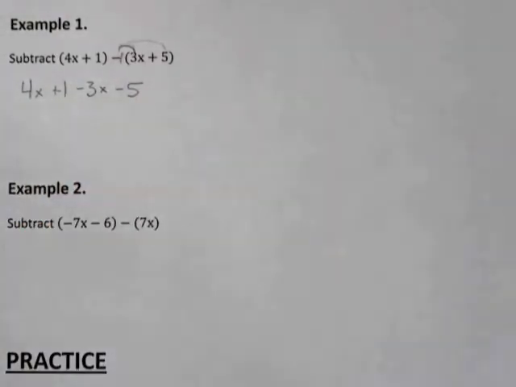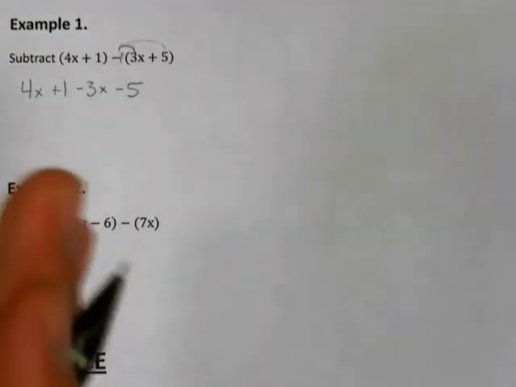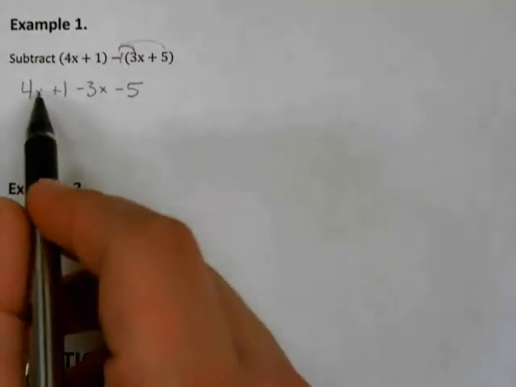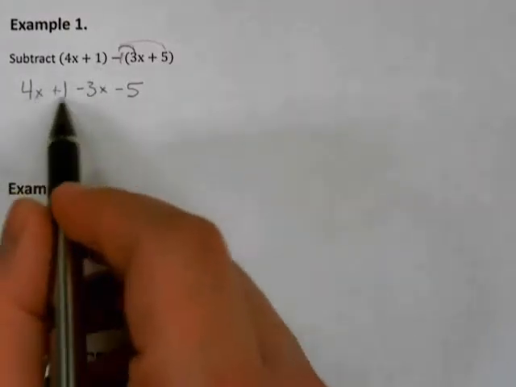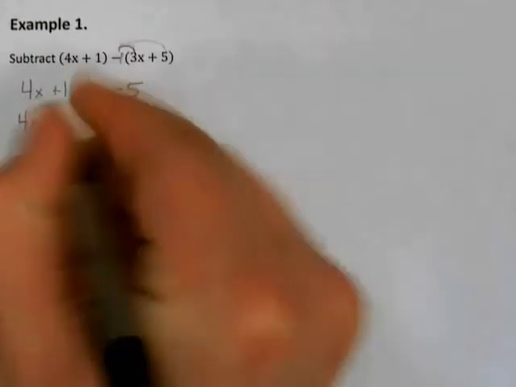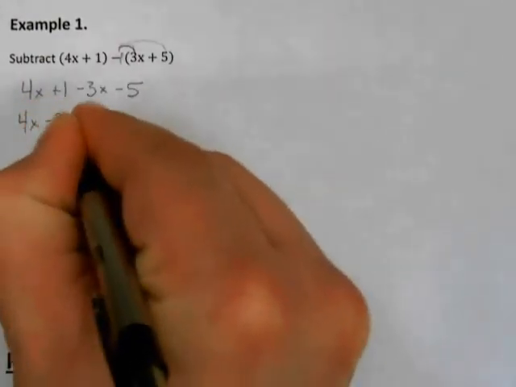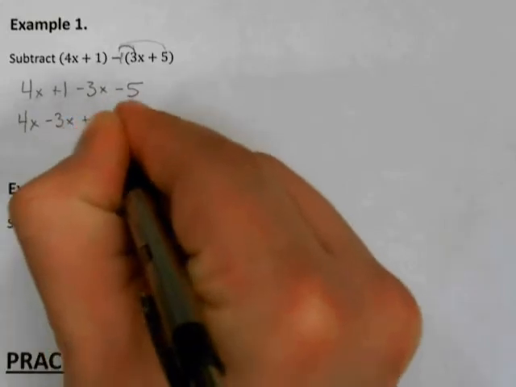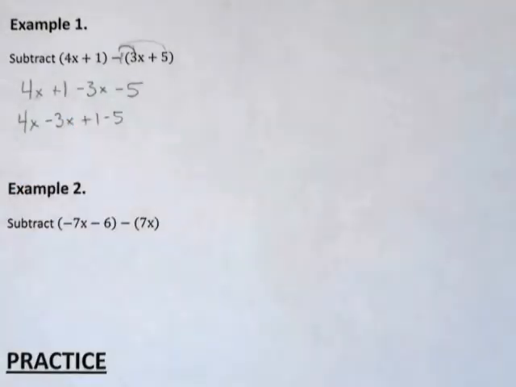Now all I have to do is reorder that expression by getting all the terms with variables on one side and the constants on the other. So I'm going to keep 4x on this side, and I'm going to minus a 3x, add 1, subtract 5. That takes care of all of them.